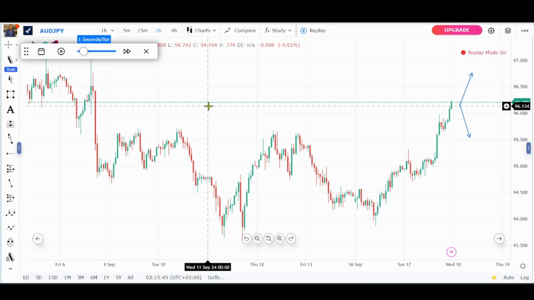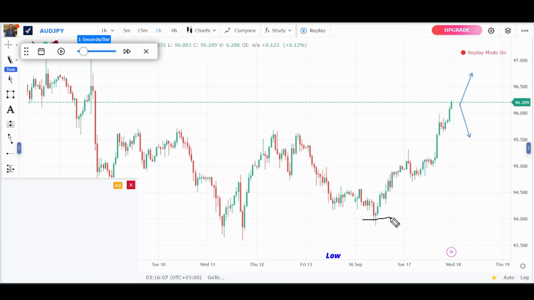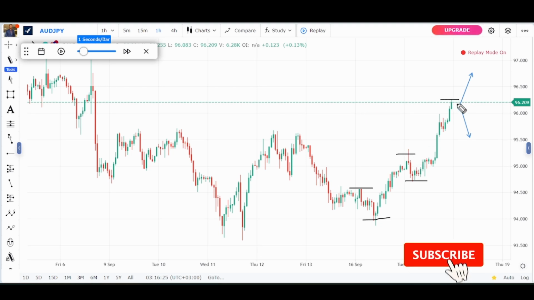Now, to identify that this is an uptrend, we need to see a low followed by a higher low. We need to see a low followed by a higher high, and we also need to see a high followed by a higher high. This is basically what I mean. This is low, this is lower high, this is high, this is higher high, and let's find out if this will be our next high.